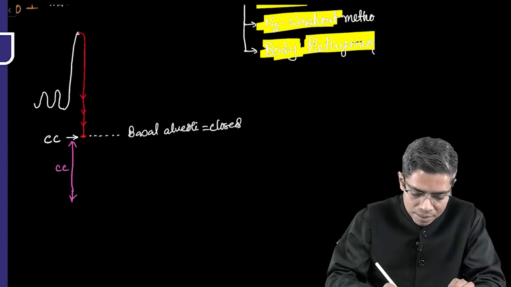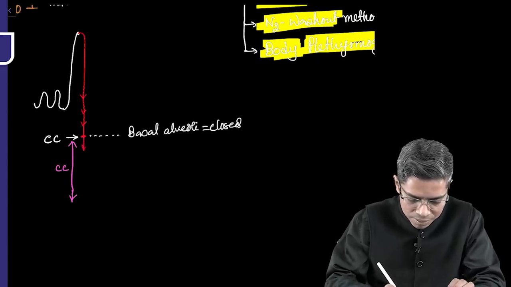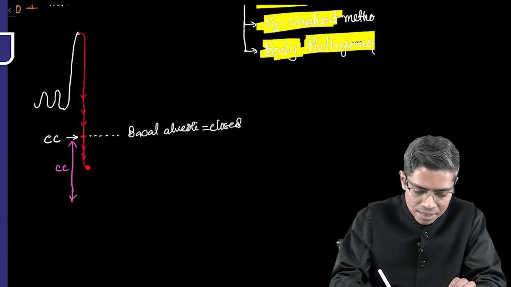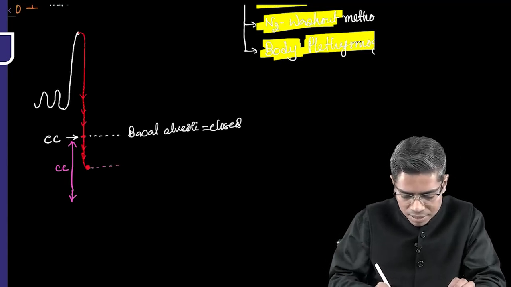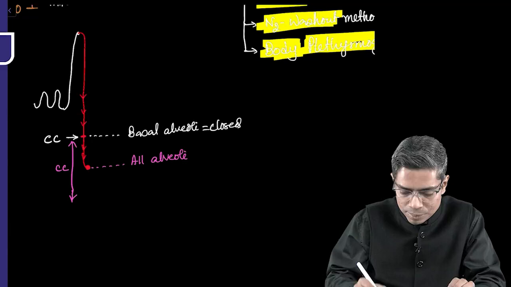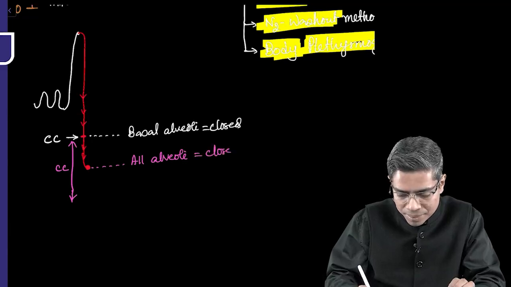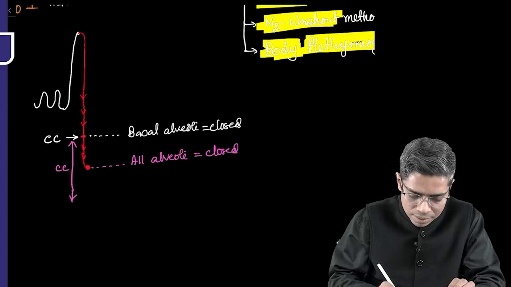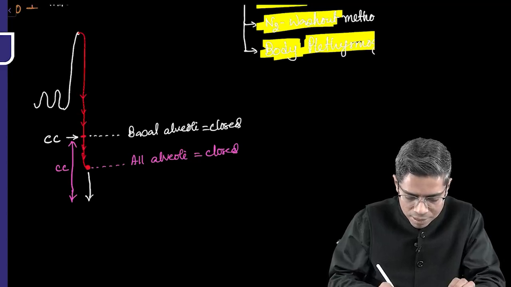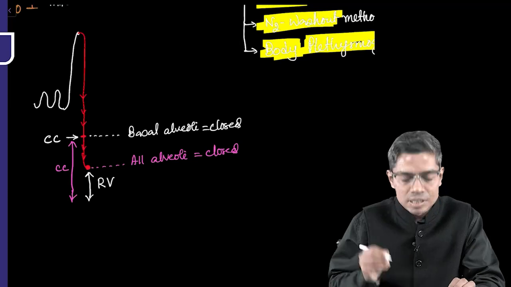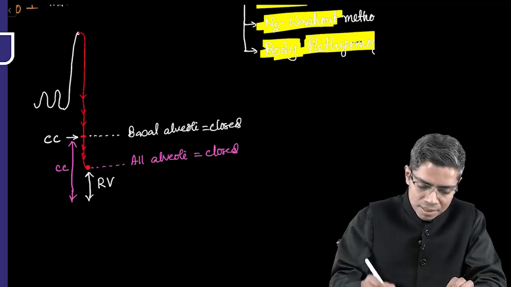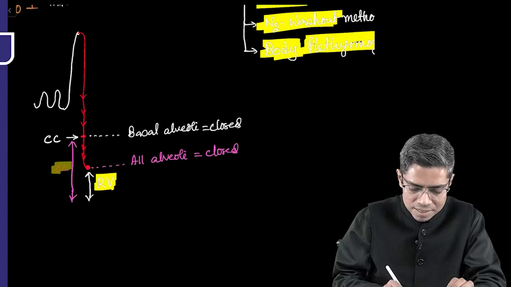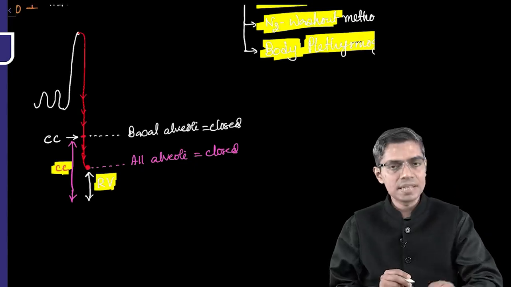But if the person continues this forceful expiration, he will expire some more volume, and then he will reach the end of this expiration. At the end of this expiration, all alveoli are closed off. In this condition, the remaining volume inside your lung is nothing but your residual volume. So obviously the residual volume is lesser than the closing capacity, right?